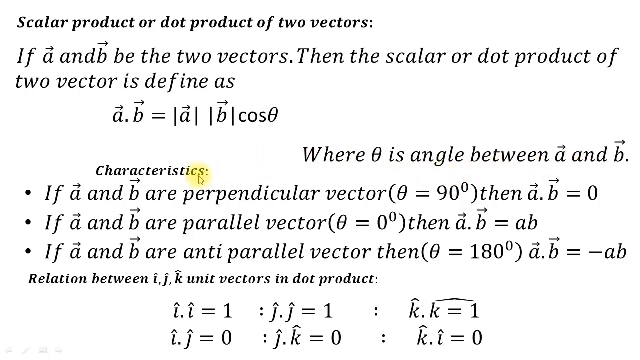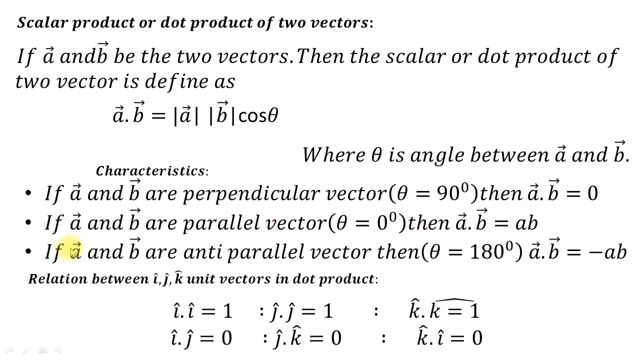Now the characteristics of the scalar product: if A and B are perpendicular vectors, meaning that the angle between the vectors is 90 degrees, then the dot product of these two vectors will be 0. A dot B will be equal to 0. And if vector A and vector B are parallel vectors, that is, the angle between them is 0 degrees, then the dot product A dot B is equal to AB. It means we get a scalar result.